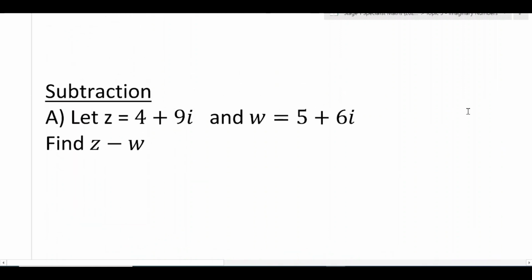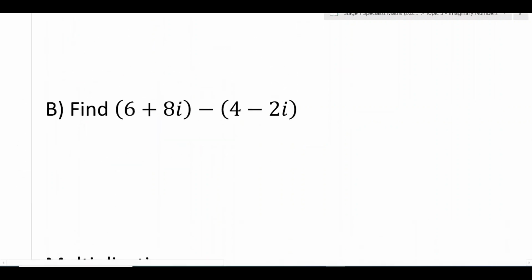Next, subtraction. So you can do 4 take away 5. So you're going to get minus 1. And then 9 take 6i, so plus 3i. That would be z take w. Then you got this one here. So 6 take 4 is 2. And then 8i take minus 2i gives me plus 10i. You've got to be really careful with negatives there when you do that.